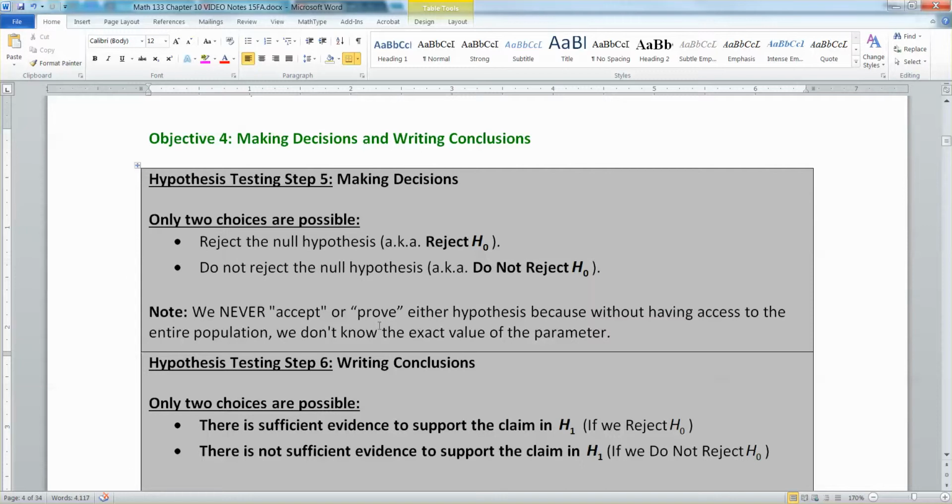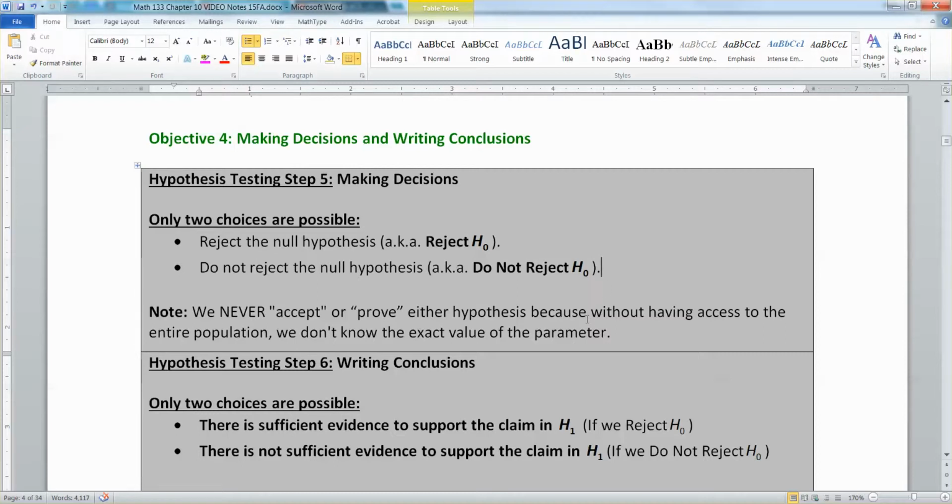Now, making the decisions is actually step 5, and then step 6 will be writing the conclusions. Now, in step 5, you're going to have only 2 options possible to you ever. And this is true for chapters 10, 11, 12, 13, and so on. You're either going to reject your null hypothesis or do not reject your null hypothesis. You can write it as this: reject H naught, do not reject H naught. That's H naught, by the way, N-A-U-G-H-T, as in all for naught. It's an old-fashioned word meaning nothing, right?